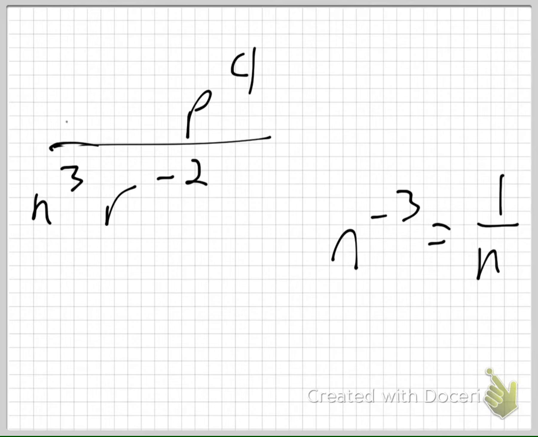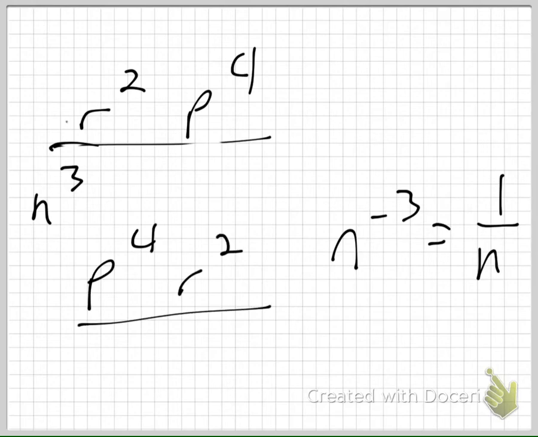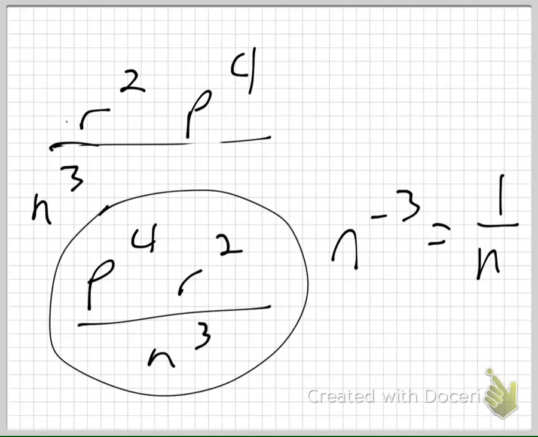Agreed? Makes sense? Okay. I have r to the negative 2nd on the bottom. What you do with that is you flip it to the top and you make it positive. So you're going to erase this r to the negative 2nd here and put r to the positive 2nd up there. And my new answer is, well, you put p first, right? p to the 4th, r to the 2nd, over n to the 3rd, and that's my new answer. That's if I ask you to write this with no negative exponents. Make sense?